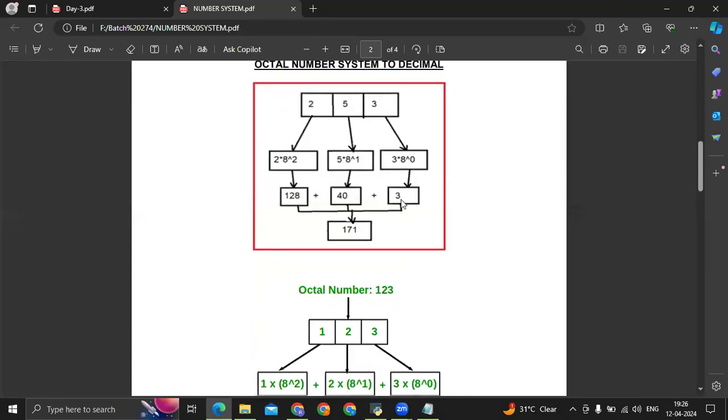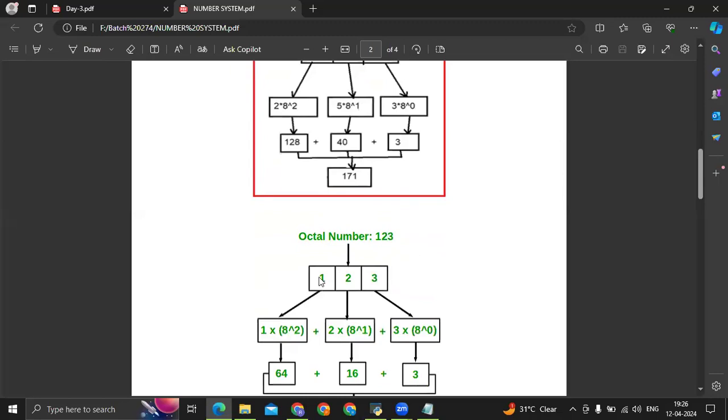Now octal of 123. Again, 8 raised to the power 0, 8 raised to the power 1, and 8 raised to the power 2 according to the place value. Now, 3 will be multiplied by 8 raised to the power 0. Now, 2 into 8 raised to the power 1. Now, 1 into 8 raised to the power 2.